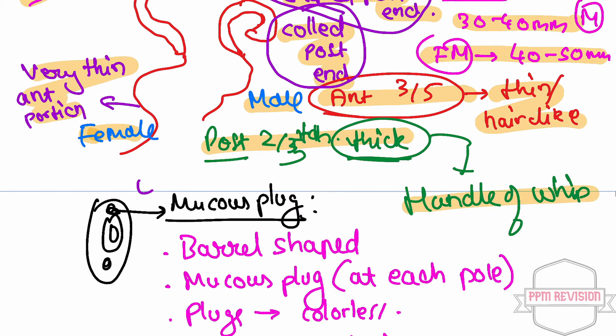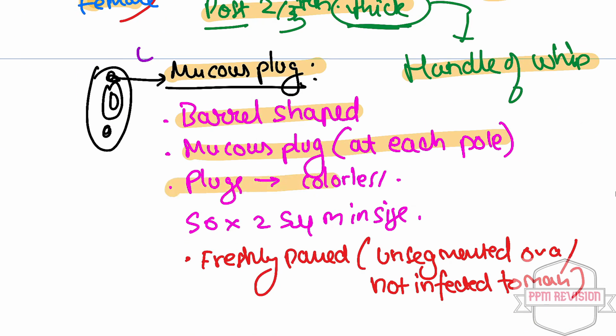Next we have the eggs. They are barrel shaped and the mucus plug is present at both poles, and the plugs are mainly colorless. The eggs are about 50 by 25 micrometer in size. And then we also have the freshly passed eggs, which have unsegmented ova and are non-infective to man.